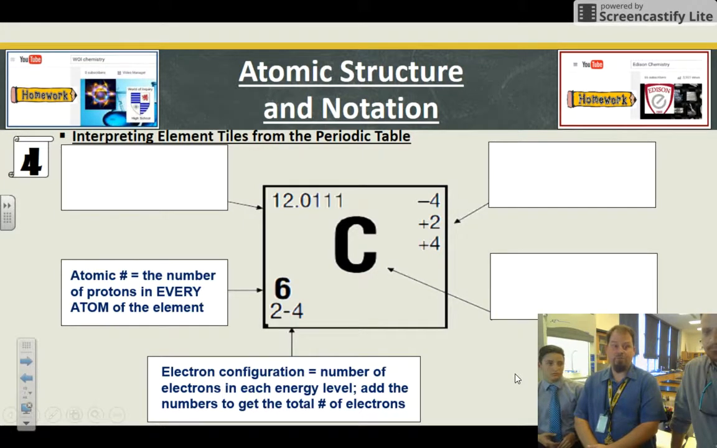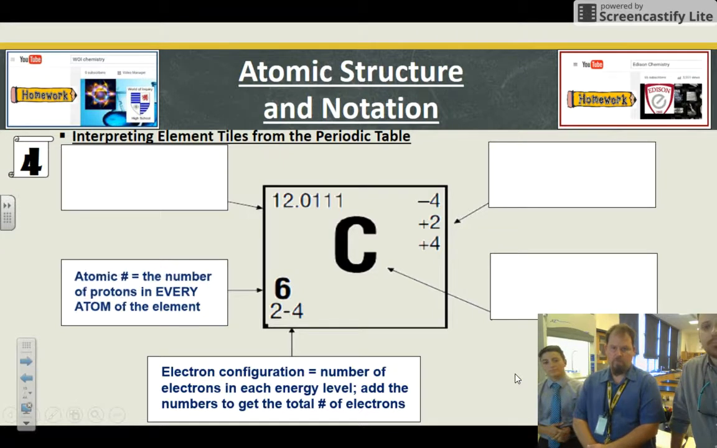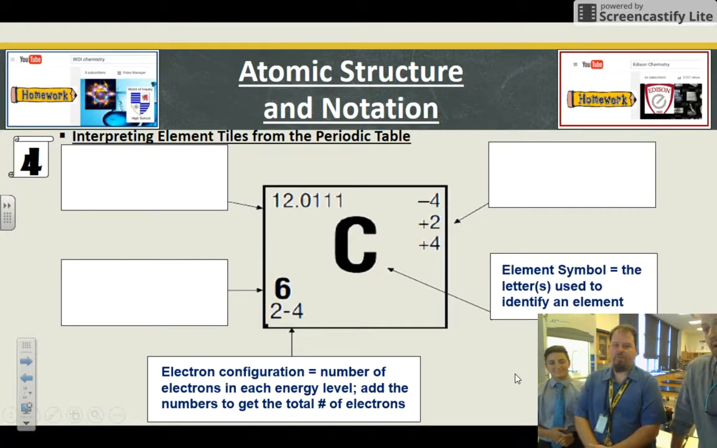Right. That is not 2 minus 4 electrons. You? Okay, good. Somebody's going to make that mistake. It happens every time. Not me.